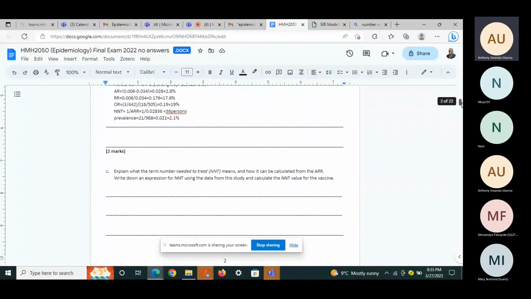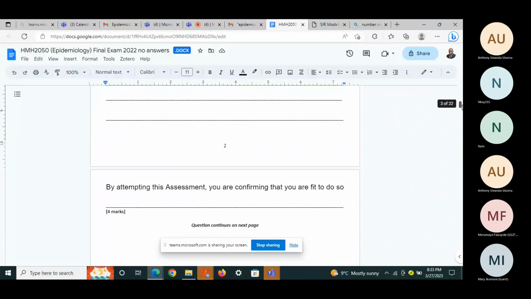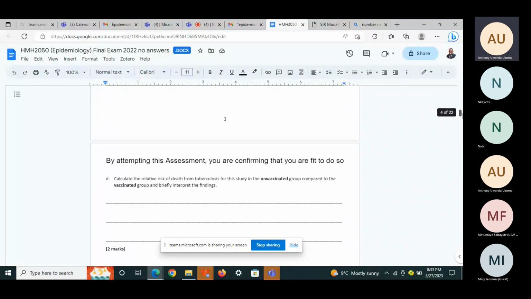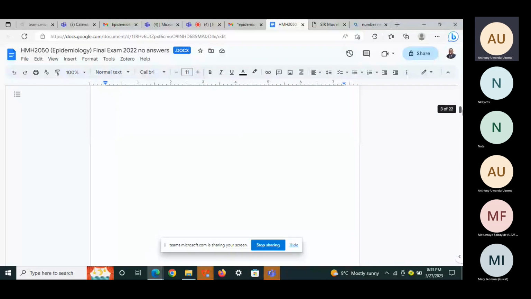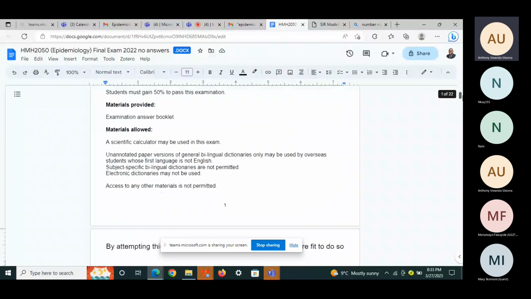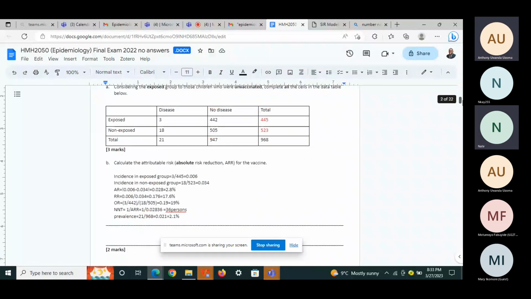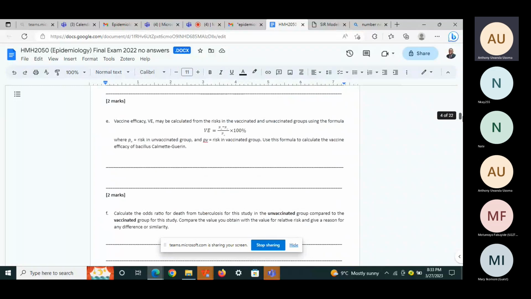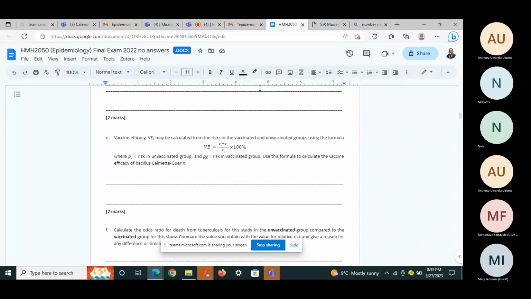Let's go to the next question. We have already done this one. So let's go to the next. Calculate the relative risk of death from TB. We have already done it, right? That's the risk. The risk from that is our RR, which is 17.6%. So next thing is vaccine efficacy.